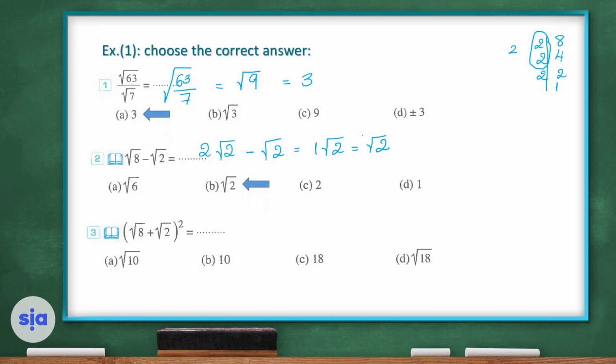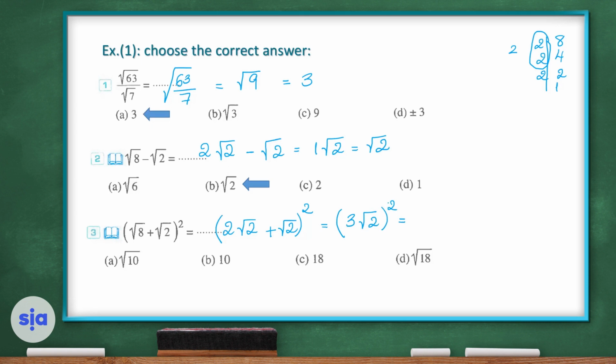Question 3, square root of 8 plus square root of 2 all to the power of 2. If we're going to combine them together, root 8 we said it's 2 root 2 plus square root of 2 all to the power of 2. If you combine these together, 2 root 2 plus root 2 is 3 root 2 all squared.